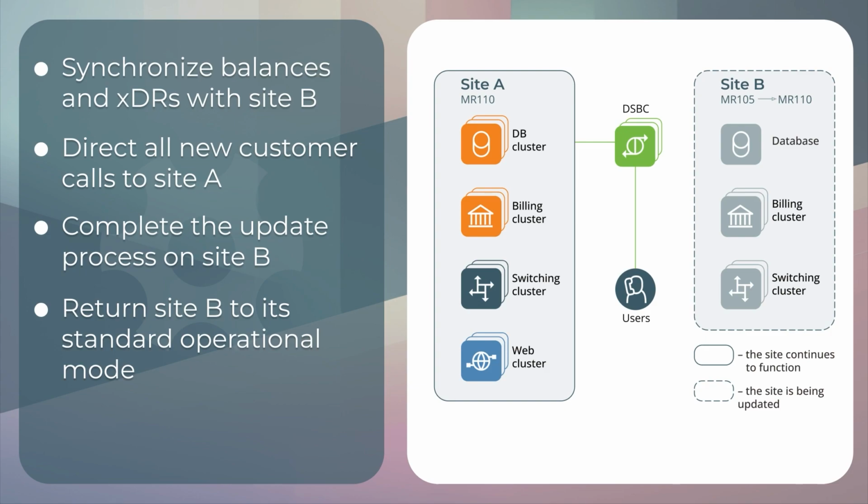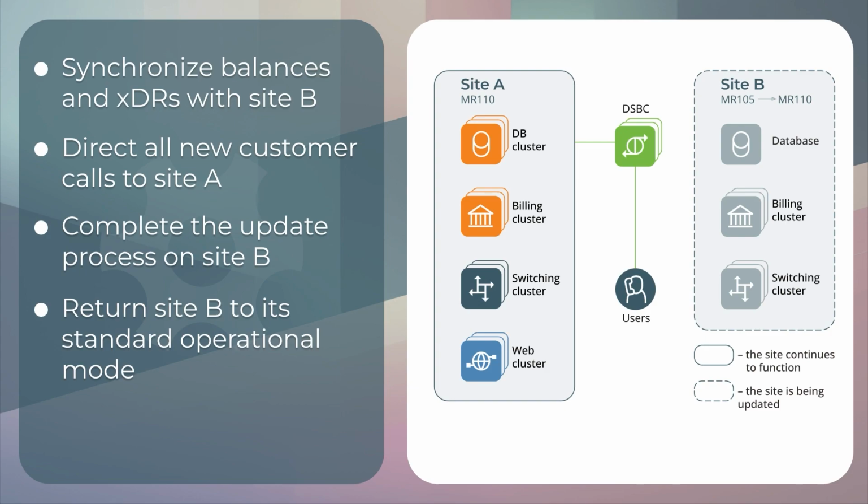When the update is completed on Site A and all services there are verified to be working properly, Site A is activated. The synchronization process with Site B begins, and changes in balances and XDRs accumulated on Site B while it was operating in standalone mode are applied to the main database on Site A. Now, all new customer calls are directed to Site A, using the same tools as I described earlier.